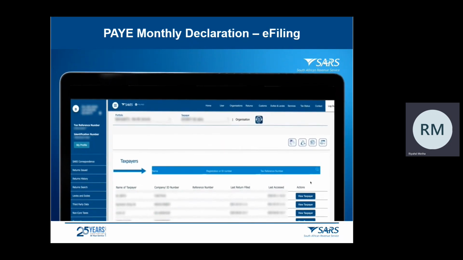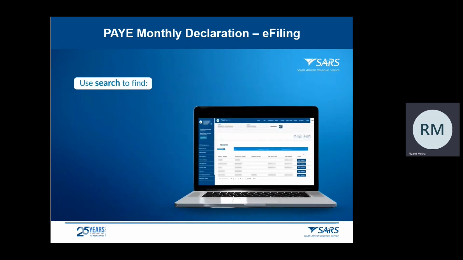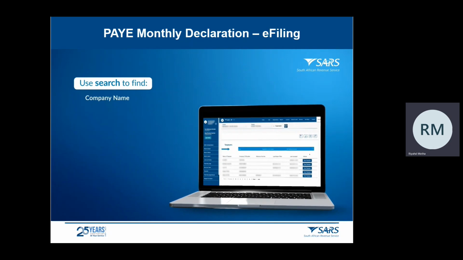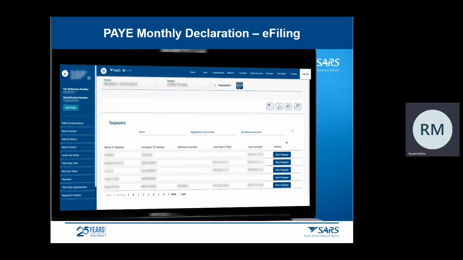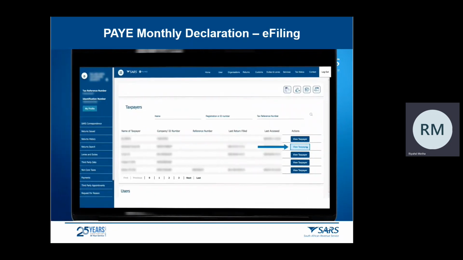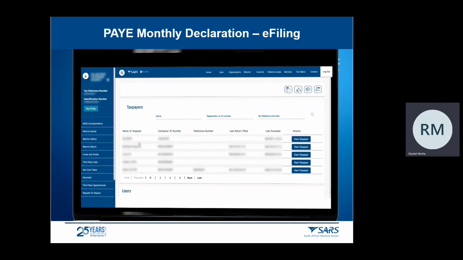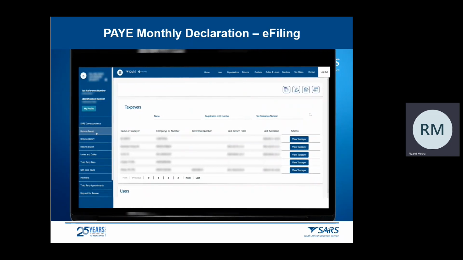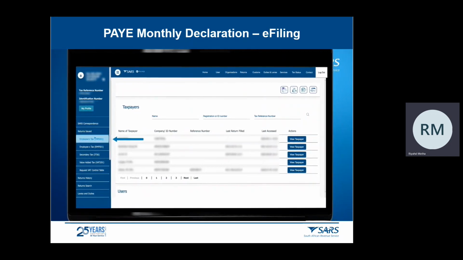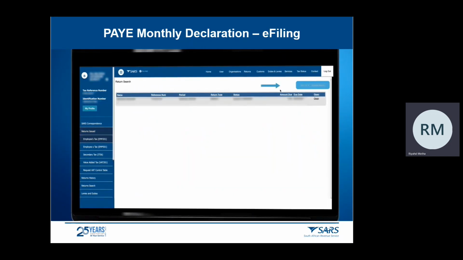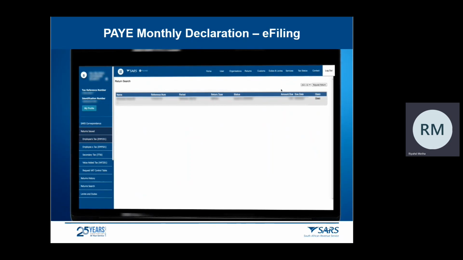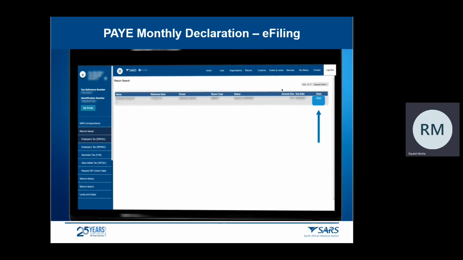You can use the search function to look for a specific taxpayer using one of the following: company name, registration number, tax reference number. Once you have found that taxpayer, click View Taxpayer. Your return can be accessed by clicking on Returns, then Returns Issued, and then Employees Tax EMP201. On the next screen, you must select the period and click Request Return for the correct return to be displayed. Once the search result displays, click on Open.